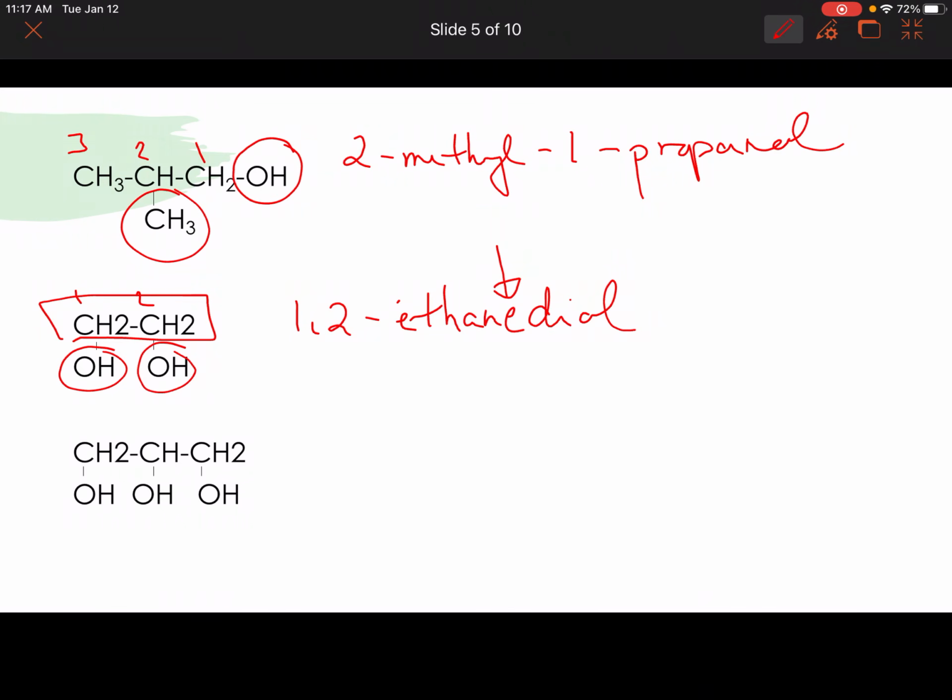The next one is a triol. So we've got our three of them, 3 hydroxyl groups there. So this is going to be 1, 2, 3-propane triol. And again, don't forget that E there. Okay, so propane and that's an O, triol. Okay. So these are pretty straightforward. It's just kind of more of the same.